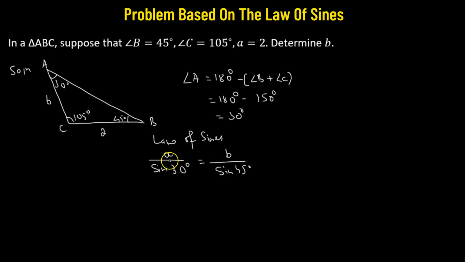Now we have the value of a. So a value is 2. Sine 30 degrees, so that's half, which will be equal to b divided by sine 45 degrees, that's 1 over square root of 2. Now solving for b, that's a very simple problem. So b will be equal to 2 times square root of 2. So this is the answer.